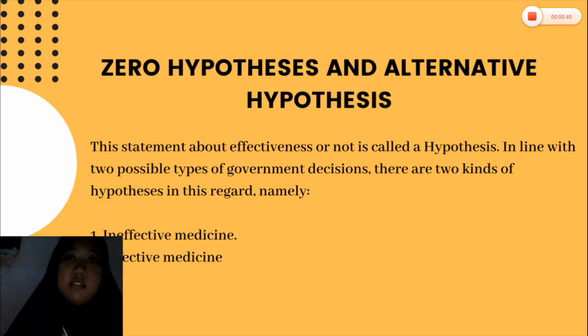Null hypothesis and alternative hypothesis. The statement about effectiveness or not is called a hypothesis. In line with two possible types of government decision, there are two kinds of hypotheses in this regard, namely: 1. Ineffective medicine. 2. Effective medicine.